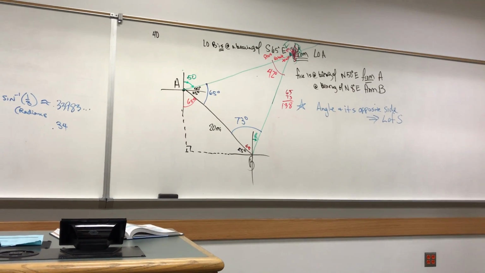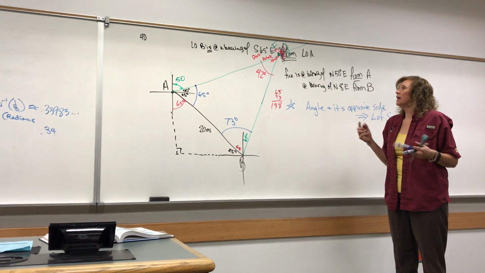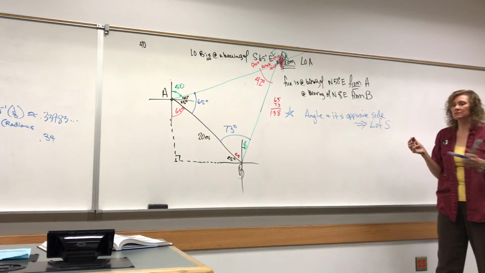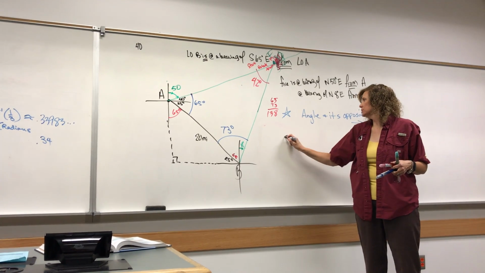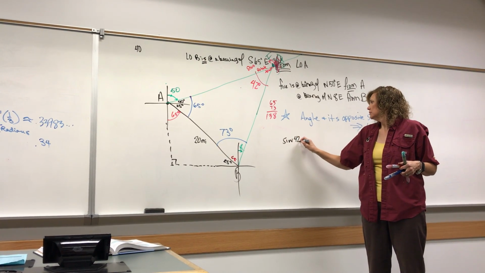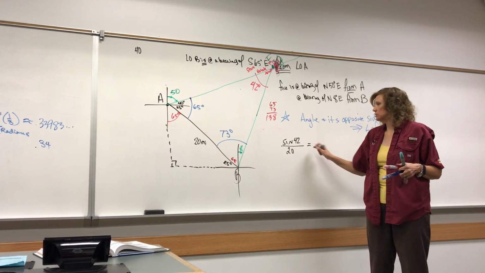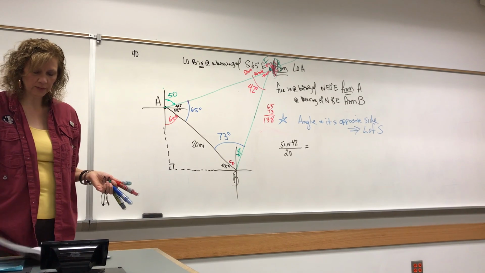Okay. So, anytime you have two angles, you have the third angle as well. And now we have an angle and its opposite side. Law of sines is awesome. Okay, so we're going to say the sine of 42 over 20 is equal to, oh, hey, I don't even know what we're looking for. Let's go back and read the problem.